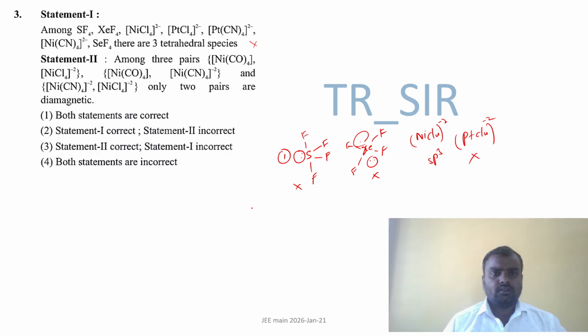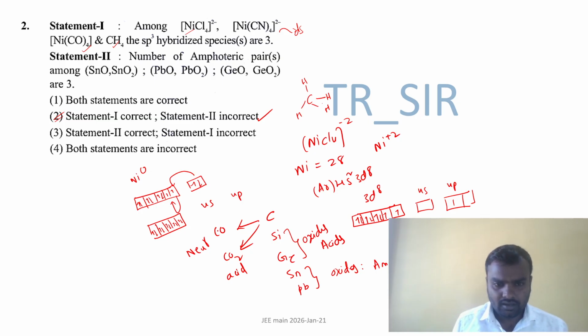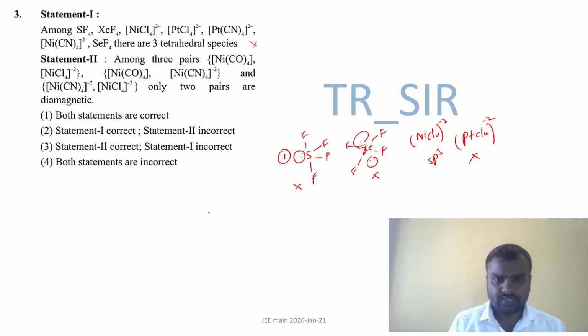Now, among the following three pairs, only two pairs are diamagnetic, they are telling. Guys, we have just seen that in Ni(CO)4 there are no unpaired electrons, so that is a diamagnetic species. This other one is not diamagnetic because unpaired electrons are there.